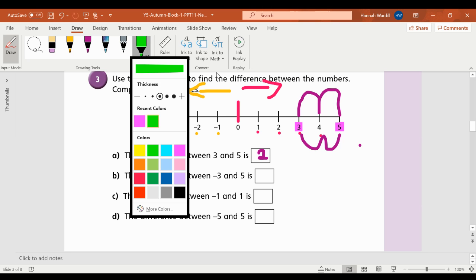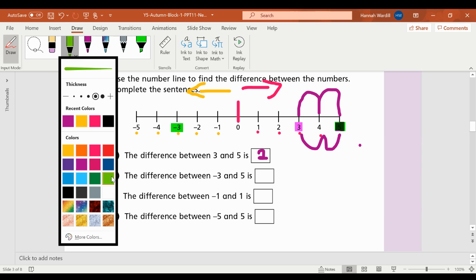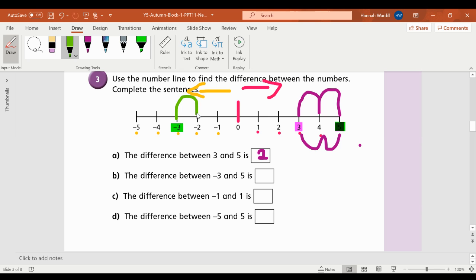So this time we are looking for -3. So -3 is less than 0. So -3 is on the left-hand side or before 0. So we've got -3 and then we've got 5 as well. So what we then need to do is we can do the same method where we do our jumps. So 1, 2, 3, 4, 5, 6, 7, 8. So we've made 8 jumps to get from -3 to 5. So the difference between -3 and 5 is 8.